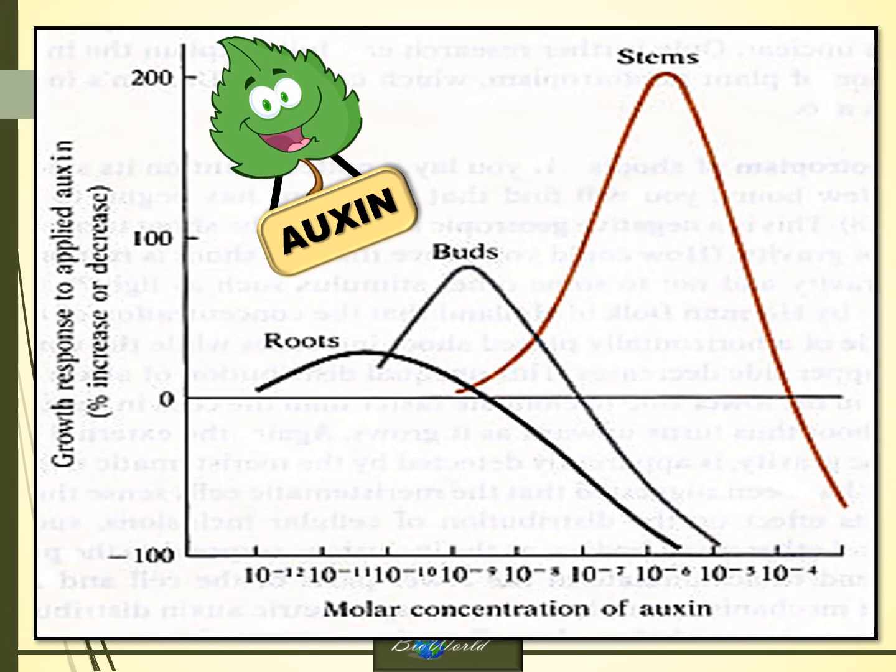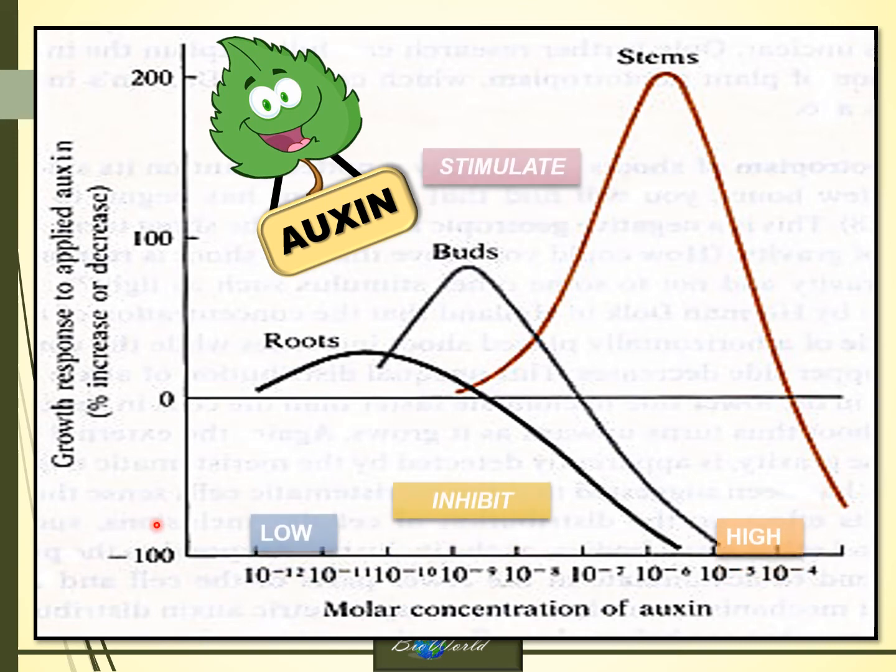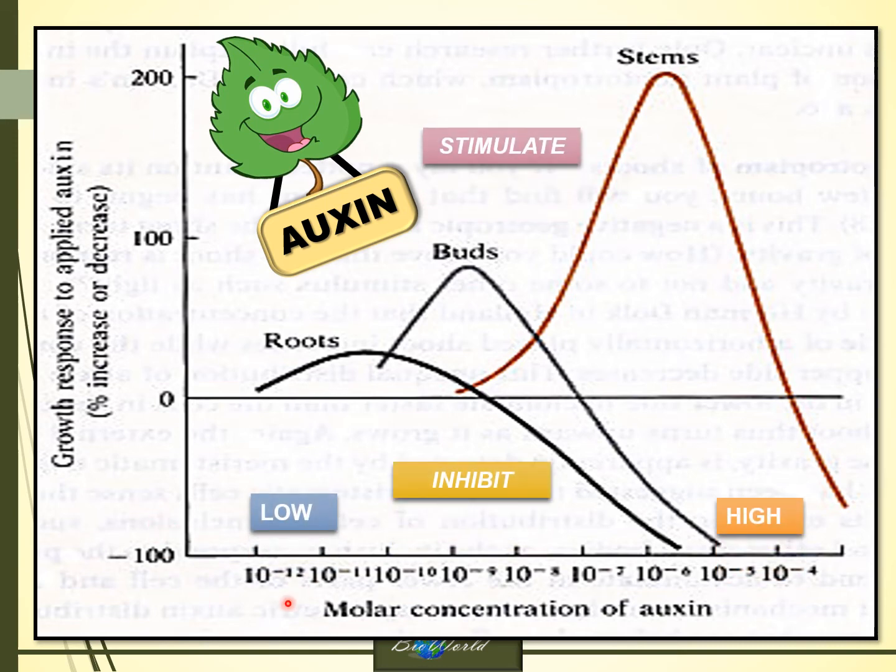These characteristics can be a bit confusing. So let me summarize auxin in this graph. The y-axis shows growth response when applied auxin, and the x-axis is showing us concentration of auxin. Now we take the 10 to the power negative 12 to say about 10 to the power negative 9 as low auxin concentration, and the concentrations above that as high auxin concentration.